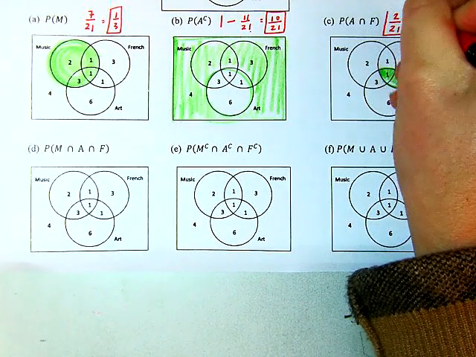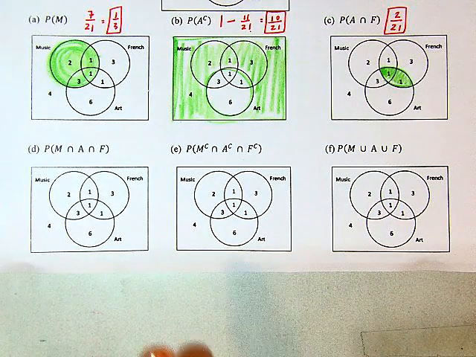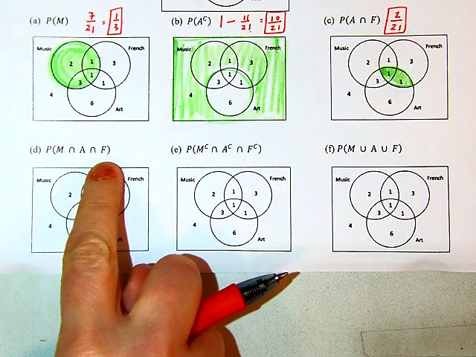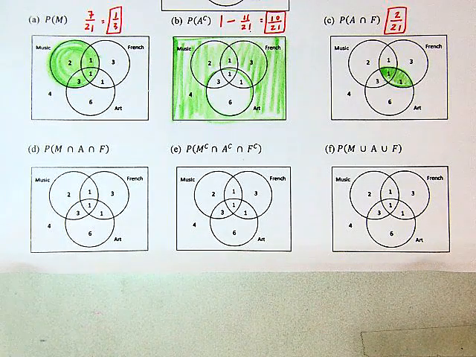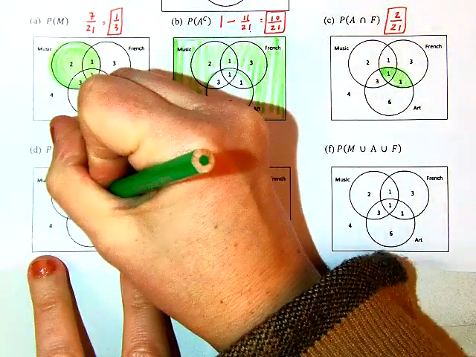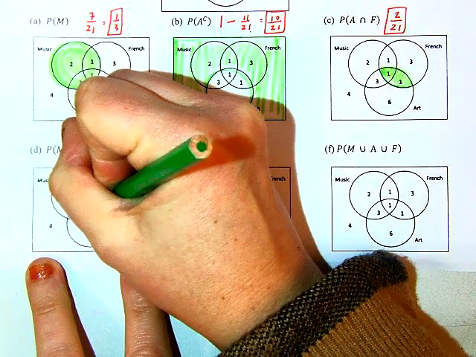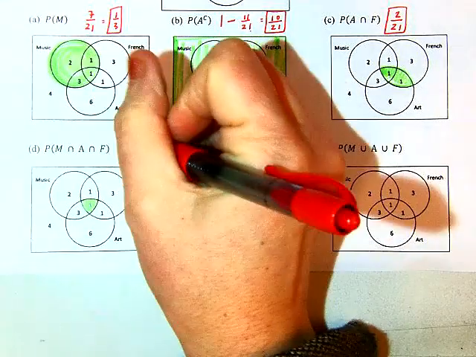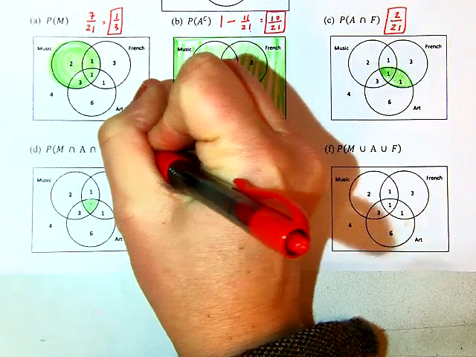And then down below, we're seeing, okay, music, art, and French. Where do all of those intersect? And that's that sweet spot right in the middle. Right, here's where we're saying yes to all three things. So we see that there's only one person out of 21.